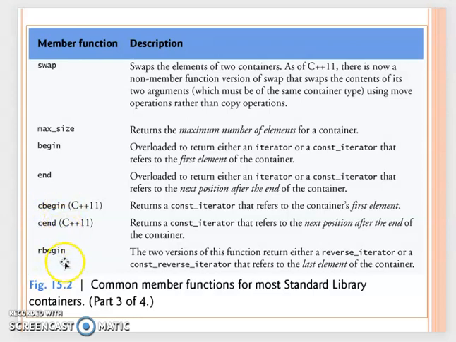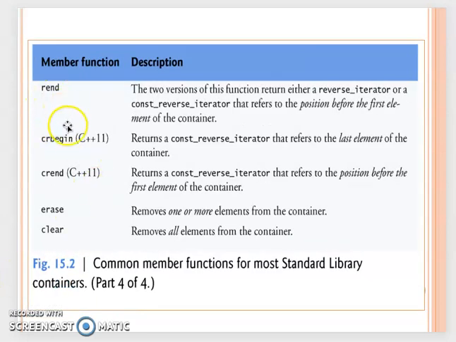Or they have the reverse order, the reverse begin and reverse end, and the constant reverse begin and constant reverse end. That means they use a constant pointer to refer to it, and the reverse goes from the back to the beginning. And you can erase a node, you can clear all the nodes. Those are important member functions in all the containers.